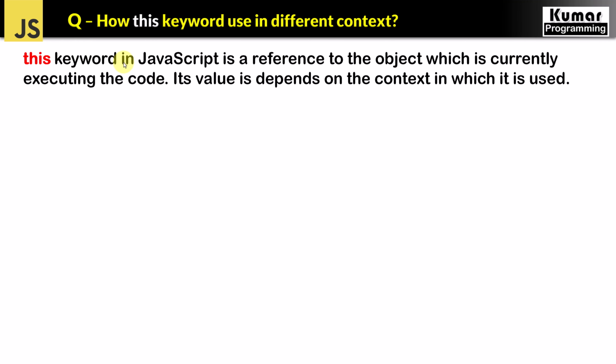So mainly, this keyword in JavaScript is a reference to the object which is currently executing the code, right? So this is a reference to an object and its value depends on the context in which it is used. Now let's see what all those contexts are and how its value depends on them, right?